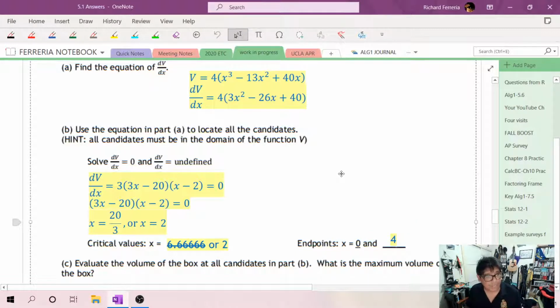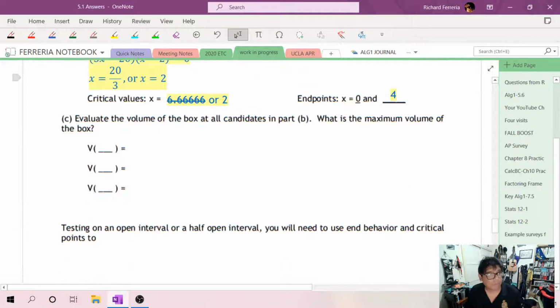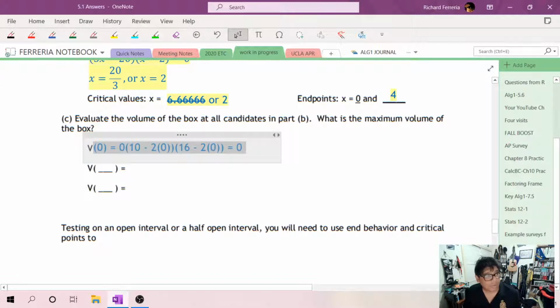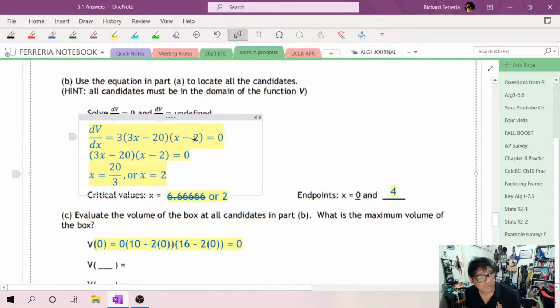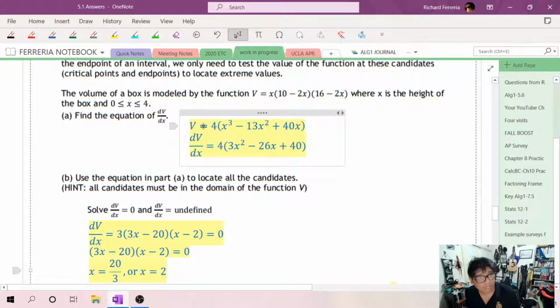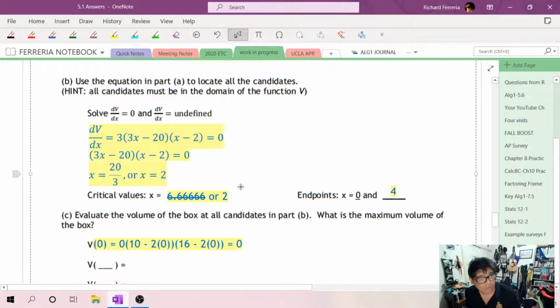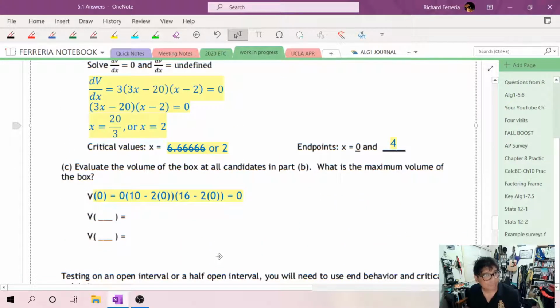So part C, evaluate the volume of the box at all the candidates in part B. What is the maximum value? Right, the first thing we're going to test, okay, at x equals 0, you see us evaluating here. We've got 0 times 10 minus 2 times 0 multiplied by 16 minus 2 times 0. That is the original volume function from up here, just factored. And that gives me 0.